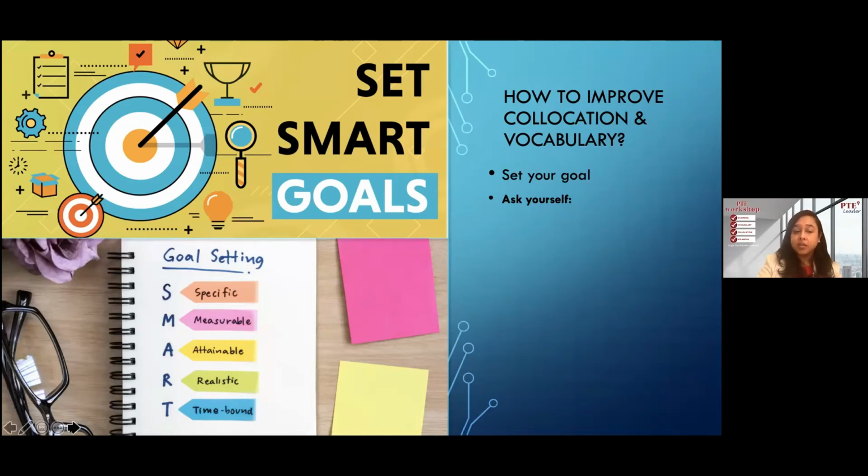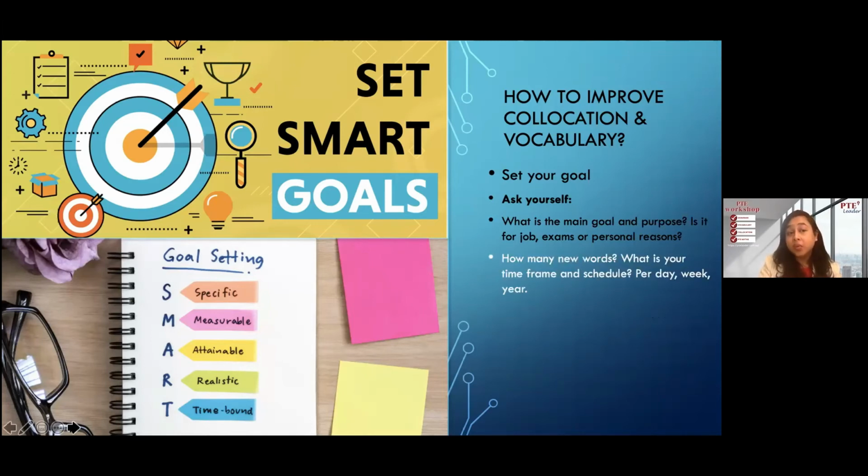So ask yourself, what is the main goal and purpose? Is it for a job, exams, or personal reasons? Why am I doing this hard work? You have to ask yourself. How many new words every day? What is your time frame and schedule? How busy are you per day or per week or per month? And within your busy schedule, how many new words can you actually accommodate for everyday practice?